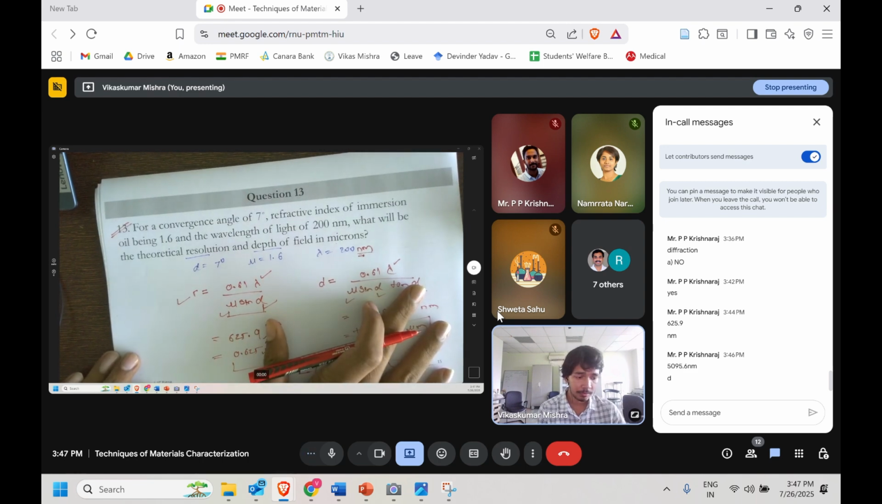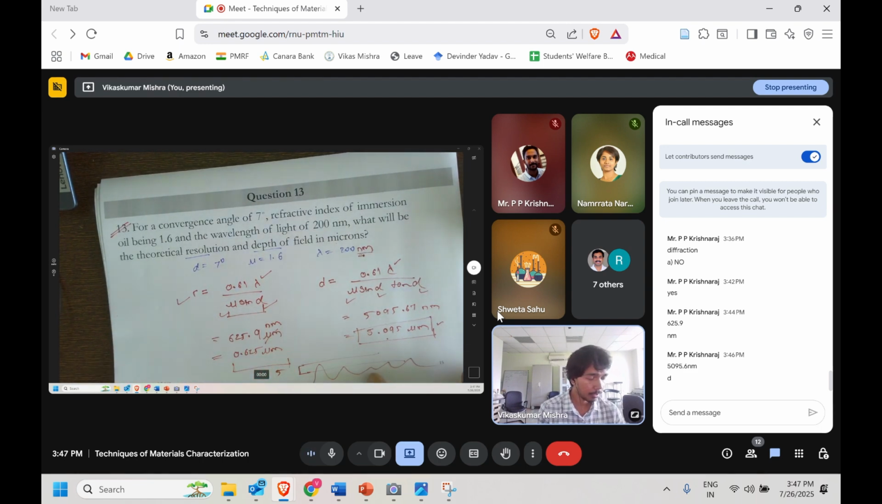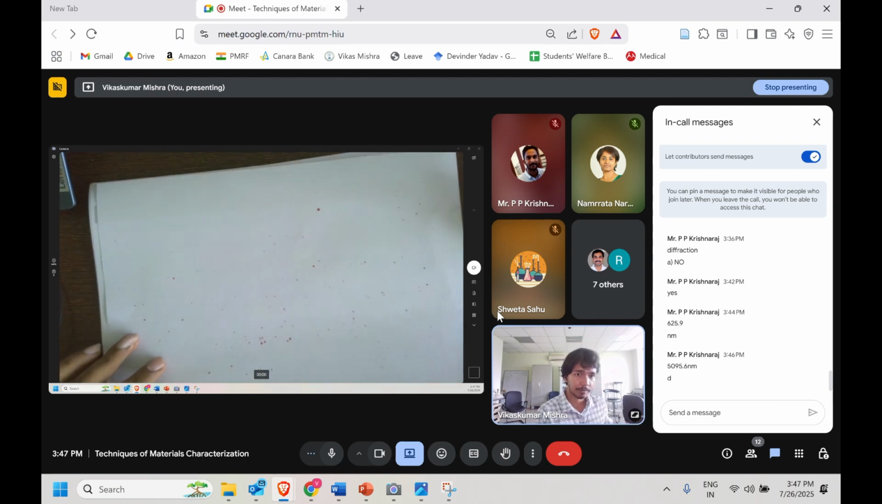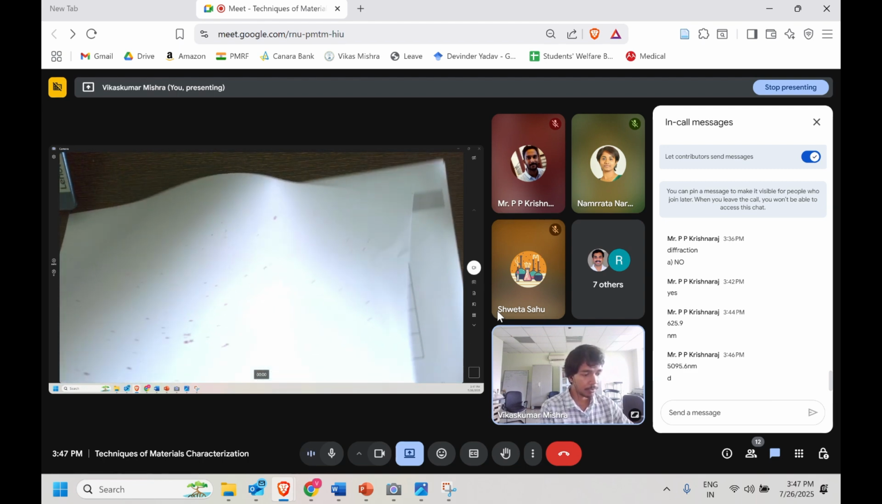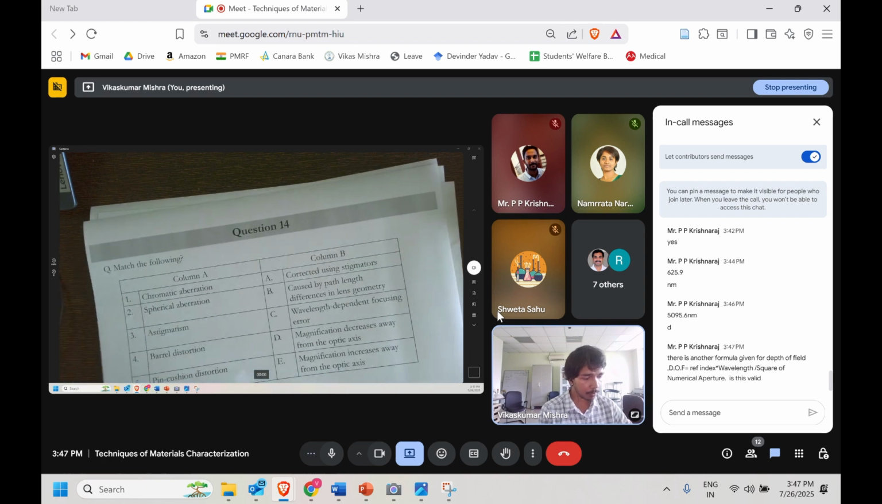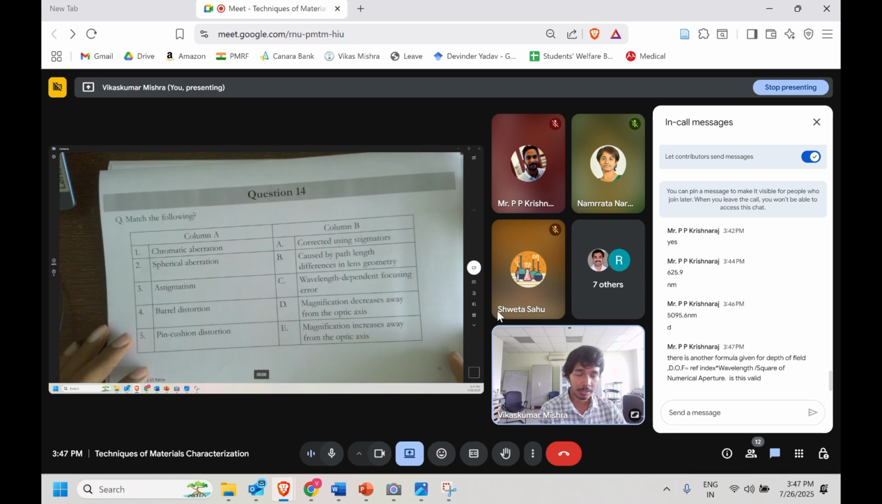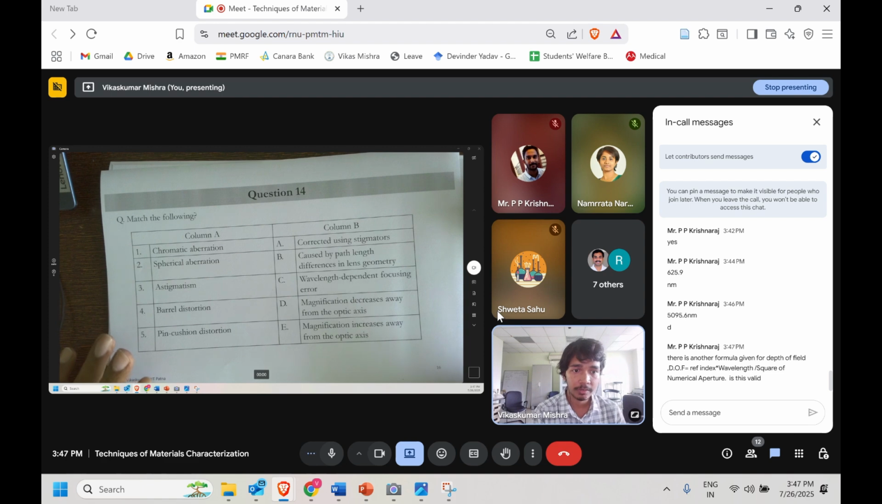Any doubt in this question? Okay, since there is none, let's move ahead to question number 14. In the class, we have discussed the aberrations. Okay, Krishna Raj has something.